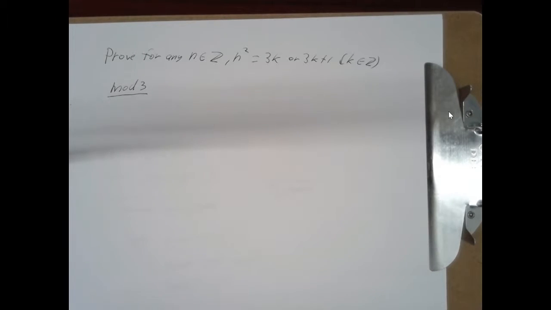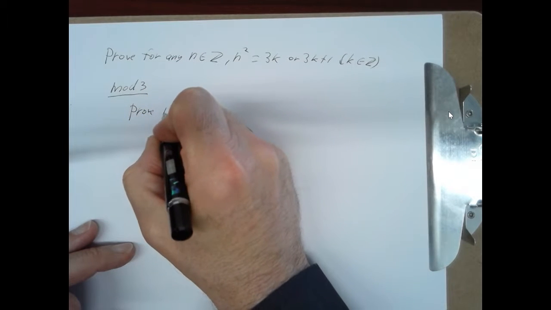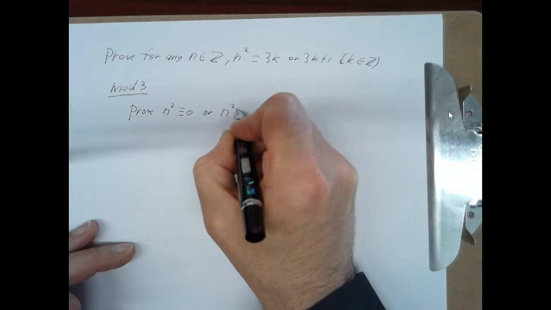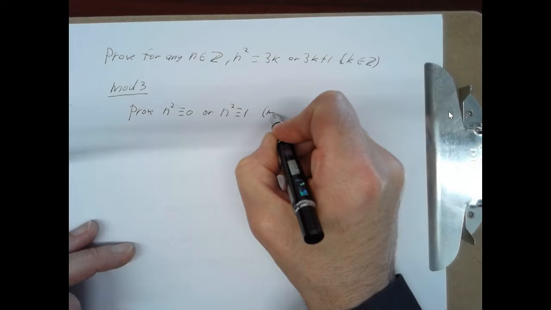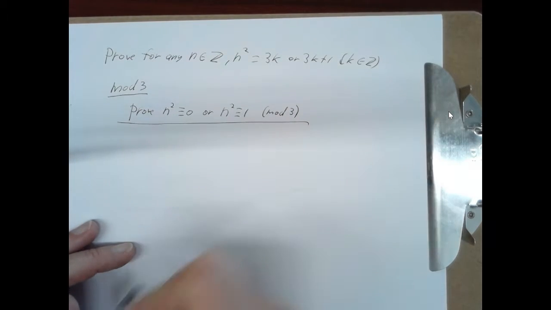It's congruent to either 0 or 1. So prove n squared is congruent to 0 or n squared is congruent to 1 mod 3.